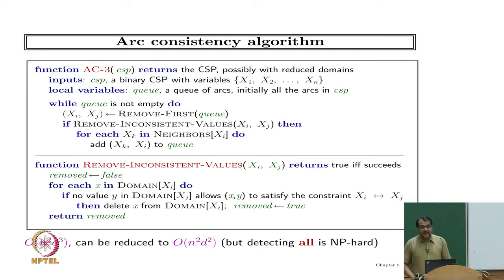Let us think about how much time it takes. So, each arc consistency check takes d square. Each arc may be invoked d times.